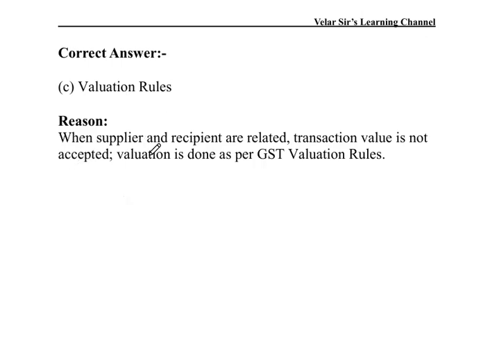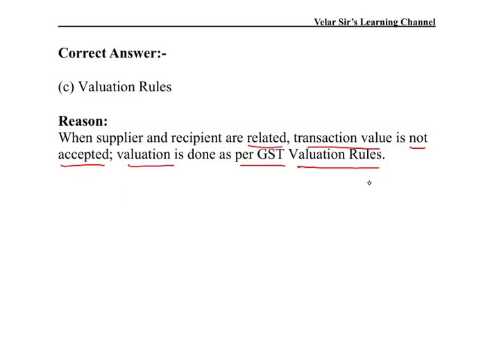Correct reason is, when the supplier and recipient are related persons, the transaction value is not accepted because the transaction value might be manipulated. The valuation is done as per the GST valuation rules. For that purpose, separate rules are given under GST, which are called the GST valuation rules. As per that, the value of supply will be determined for the transaction entered between supplier and recipient who are related persons.